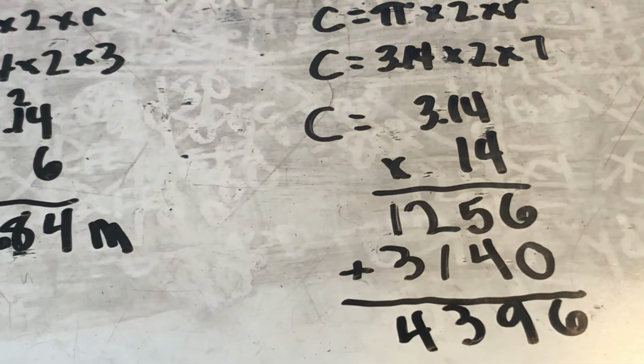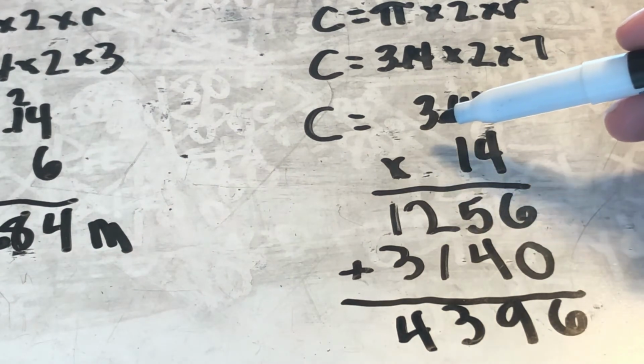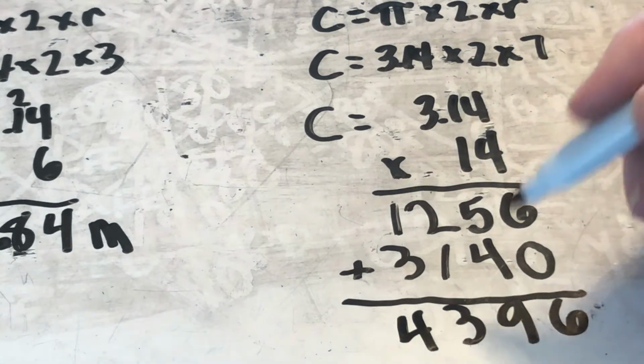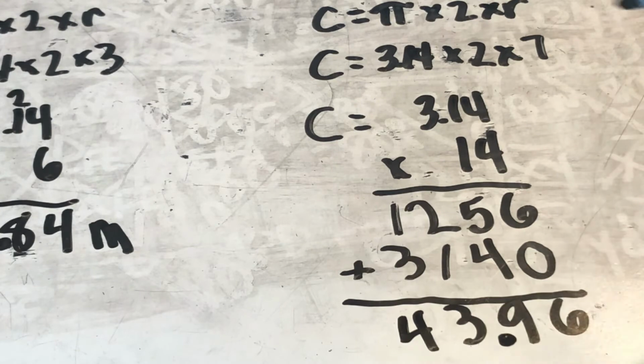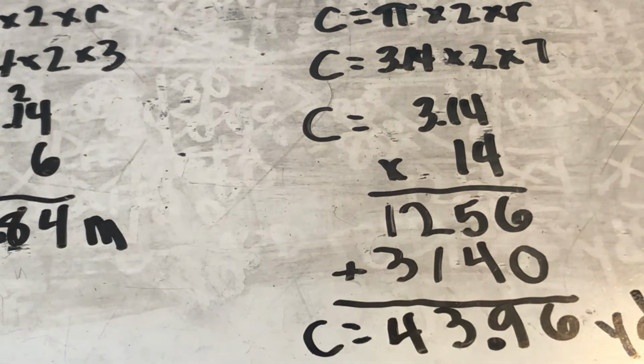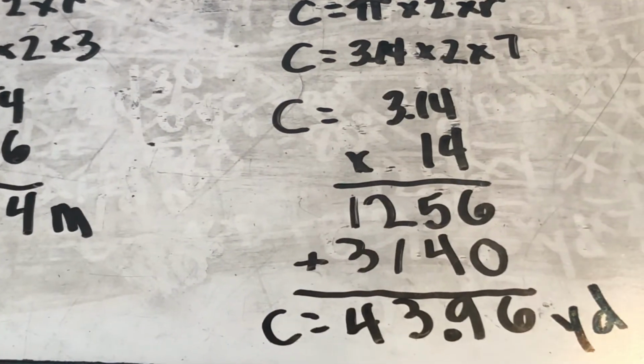Now, I have to go back up to my problem. How many numbers do we see behind a decimal point? Here's the only decimal point, and there are 2 numbers behind it. 2 numbers behind the decimal here means 2 numbers behind the decimal here. So C equals 43.96 yards. Since I had the radius, I used the radius formula.